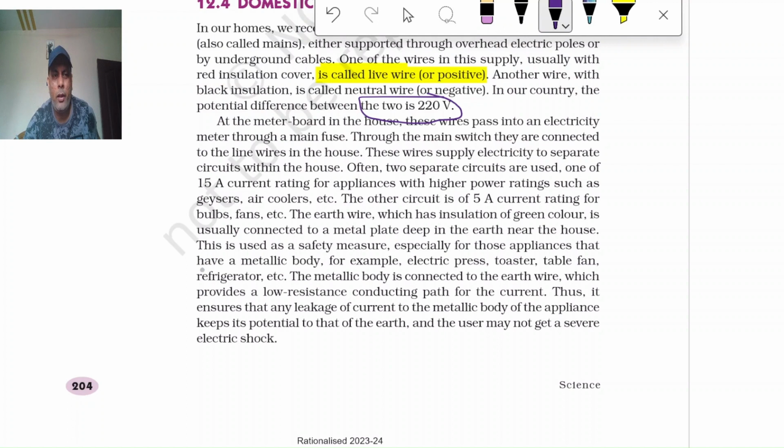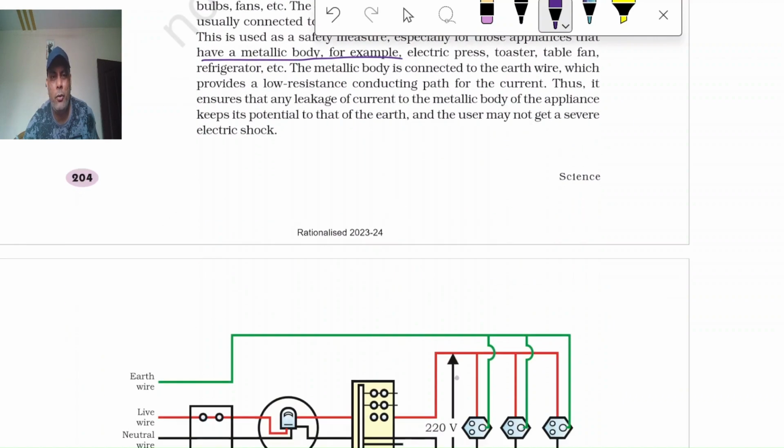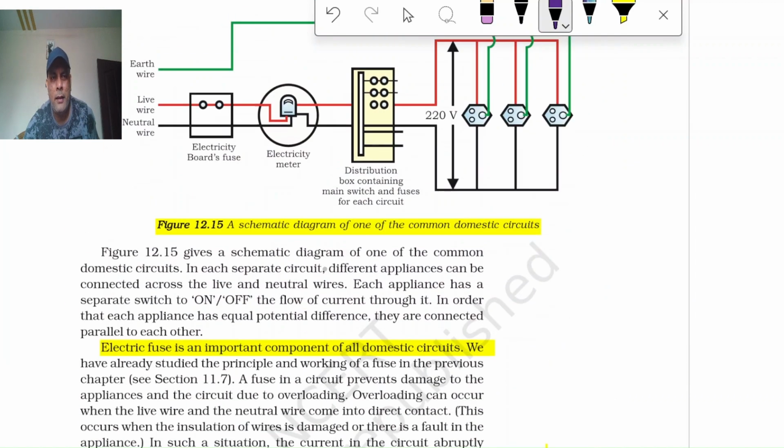This is the metallic body. Why is the metallic body connected to the earth? That provides a low resistance path for passing the leakage current, ensuring that any leakage current in the metallic body passes to the earth. I have already told you about the leakage current.